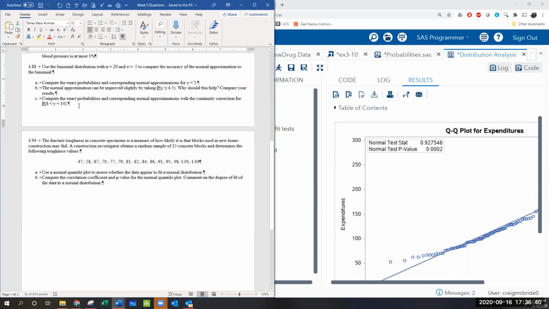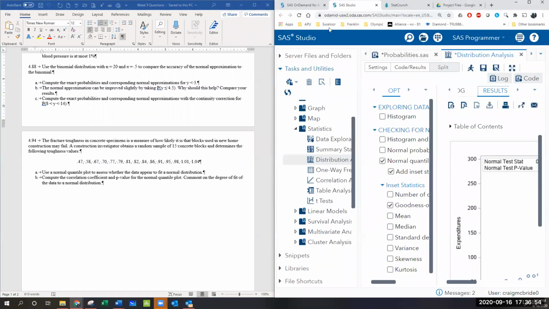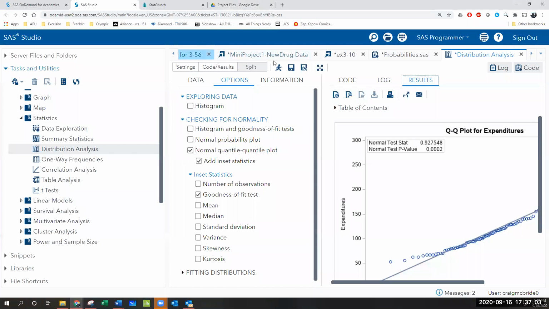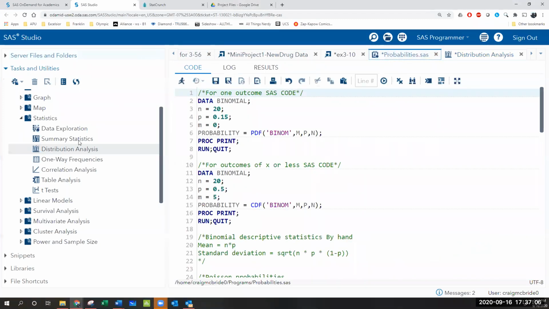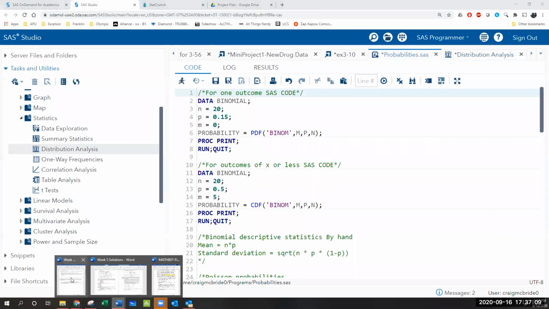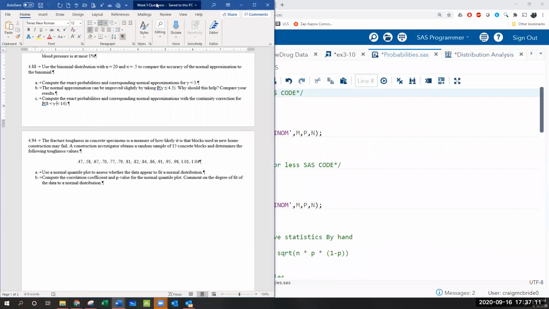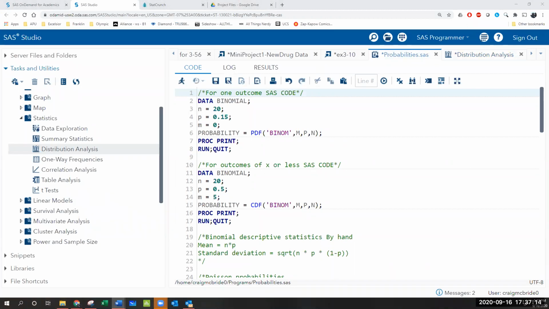And then for 488C, compute the exact probabilities and corresponding normal approximation with the continuity correction for 8 to 14. So with that one, let's see, we need probabilities. I need to get this so I can see what the question is, so I can get the context for this one. So we've got n is 20, right? So there's our n.